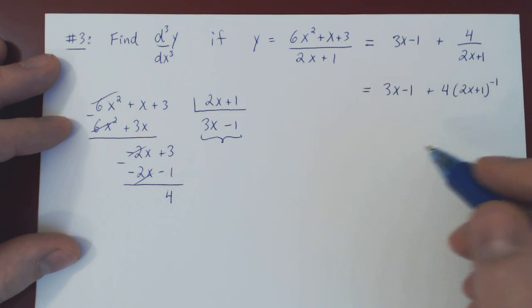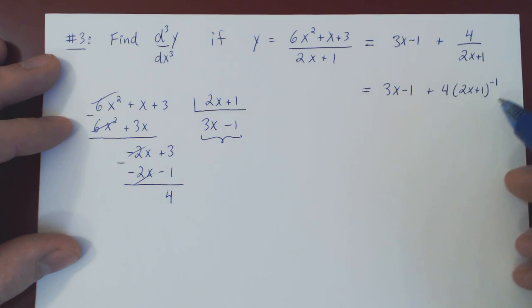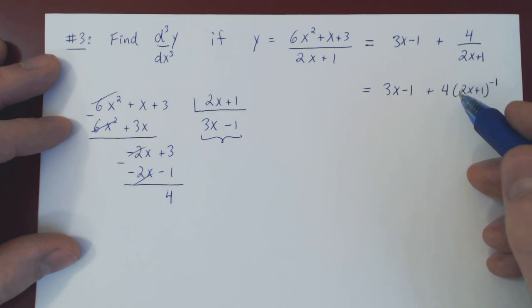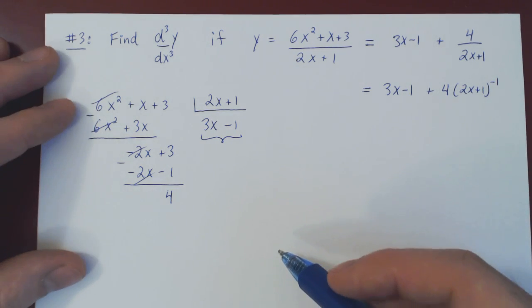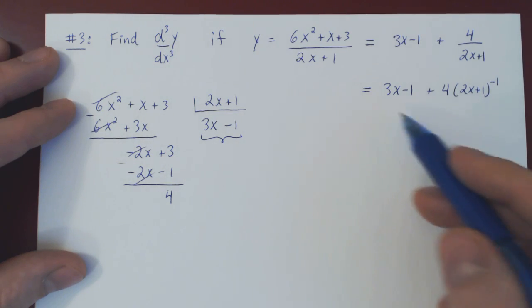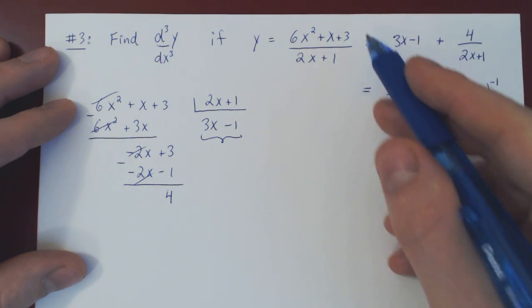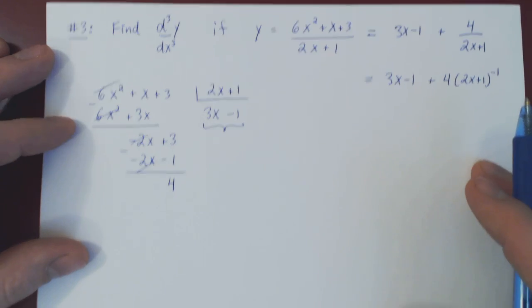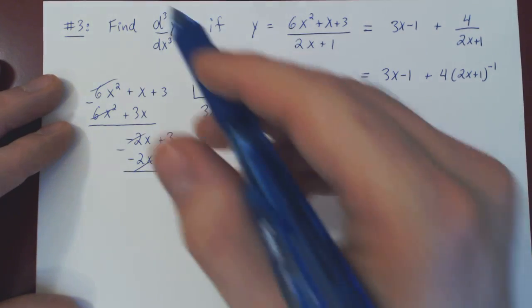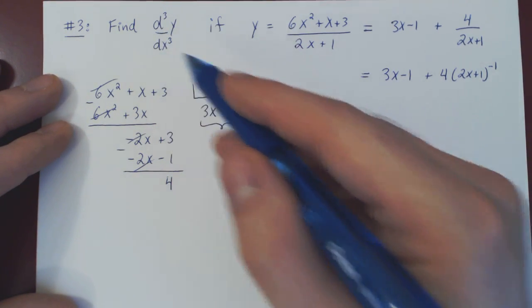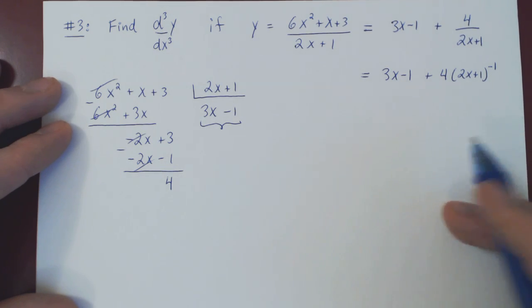And now the derivative of this will be a simple power rule with also the chain rule. And finding the derivative with this form of y will be much easier than with this form. So let's go ahead. We are looking for the third derivative, so we'll differentiate this consecutively 3 times.